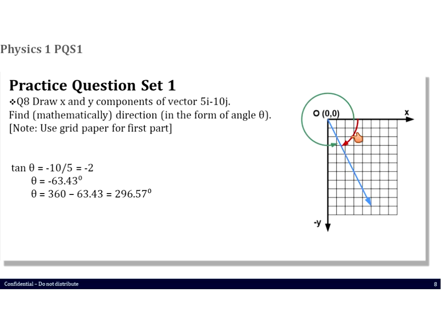So this is exactly what we found. But is this the angle that is required? No. The green one is what I need, because, as I said, it has to start from the x-axis and go counterclockwise. So the green angle, how can you find that? We know that the full revolution is 360 degrees, right? So 360 minus 63.43, the answer is 296.57 degrees. And that is the right answer. That is the correct answer.